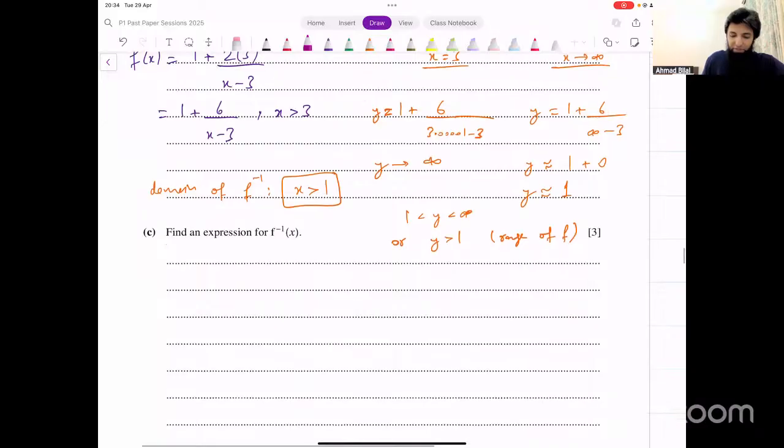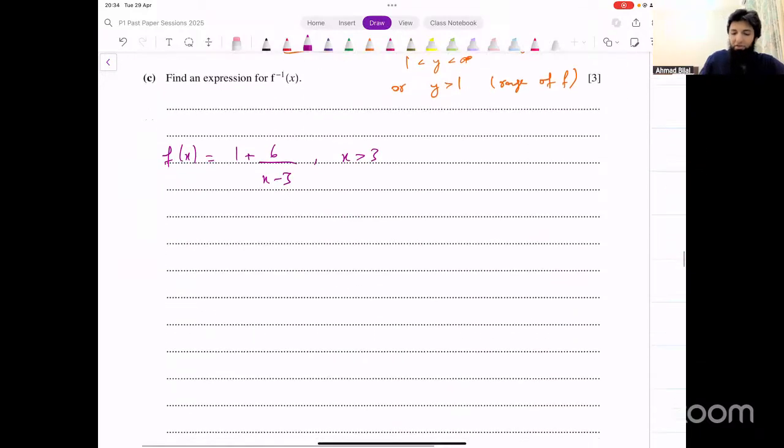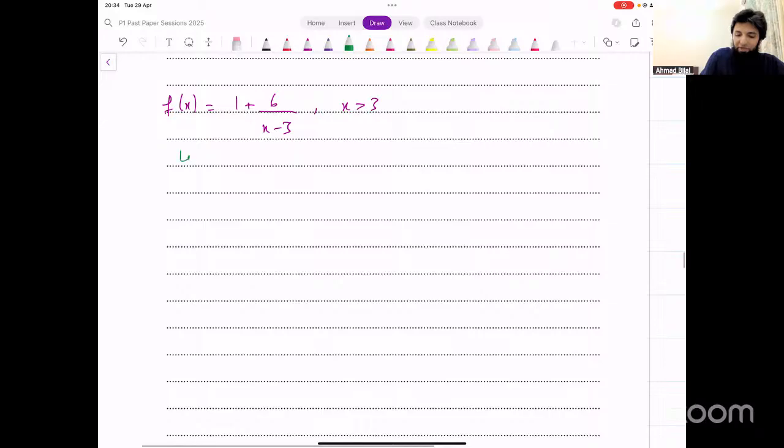You've got the function f of x. This is what it looks like. f of x is equal to 1 plus 6 over x minus 3. The domain of this function is x greater than 3. Let's find the inverse. We say let y equal f of x. y equals 1 plus 6 over x minus 3.